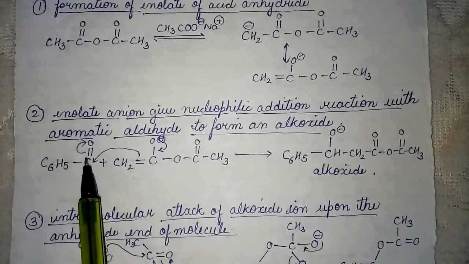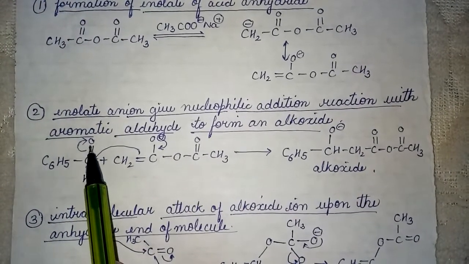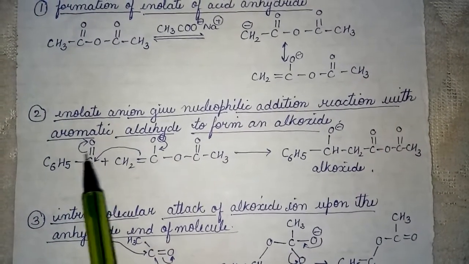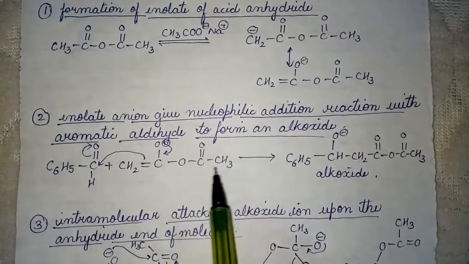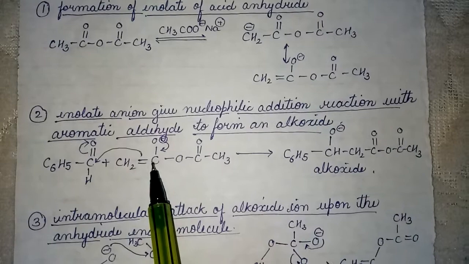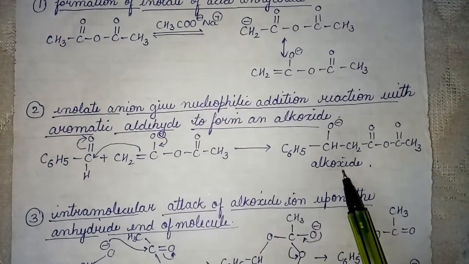Here it is benzaldehyde, that is the aromatic aldehyde. Oxygen is electronegative and pulls the electrons of this double bond, creating an electrophilic center over here. This is the enolate, which acts as a nucleophile and attacks this electrophilic site to give the alkoxide ion.